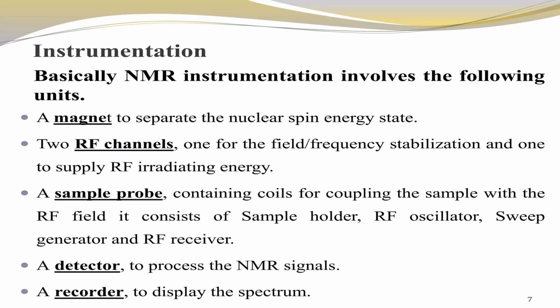Then there are two RF channels, one for field frequency stabilization and one to supply RF irradiating energy. Then a sample probe, containing coils for coupling the sample with the RF field. It consists of a sample holder, RF oscillator, sweep generator, and RF receiver. Then there will be a detector to process the NMR signals, and a recorder to display the spectrum of recorded NMR. So these are the basic five NMR instrumentation units.